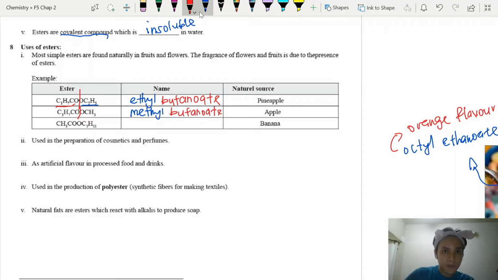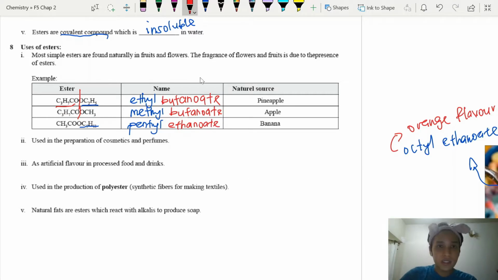Last one. This is a 5 carbon alcohol, so it's pentanol, and we change it into pentyl. Then here it's a 2 carbon acid, so it's ethanoic acid, and we change it to ethanoate. So technically, these are the ester names for the flavors.